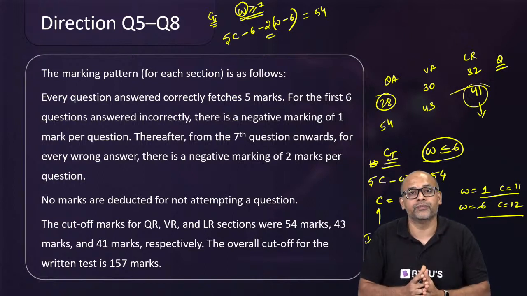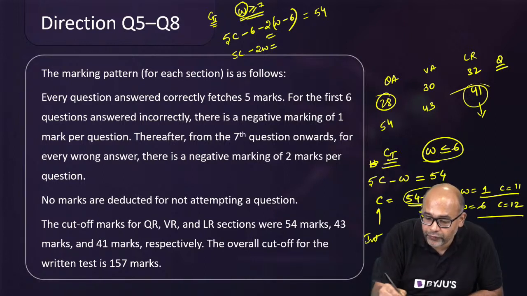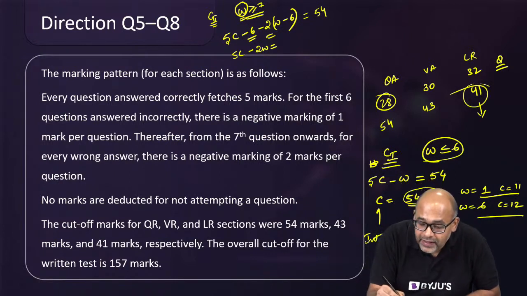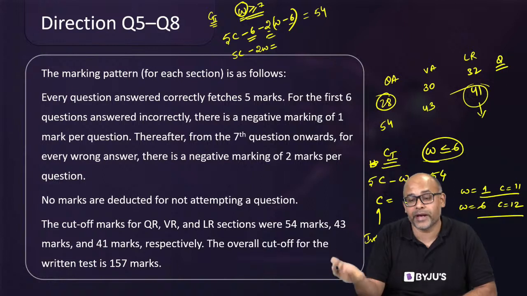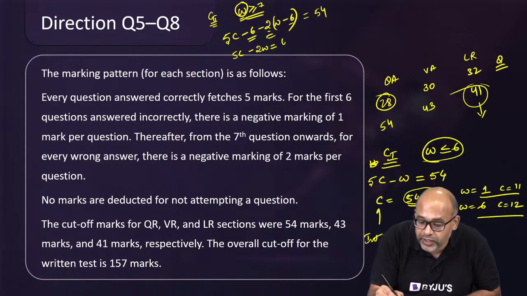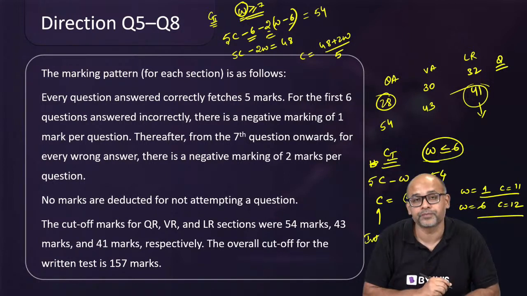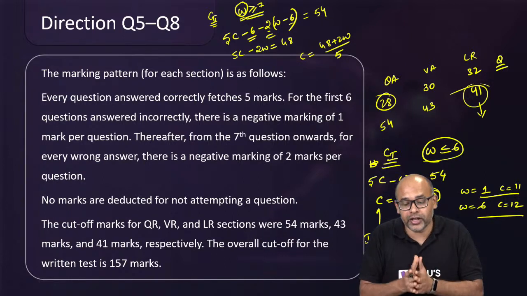This is my equation now. 5C minus 2(W minus 6) is equal to 54 minus 6. So minus 6 goes to the other side, becomes plus 6, so that's 60. And this is plus 12. Plus 12 on the left-hand side goes to the right-hand side, becomes minus 12. So 60 minus 12 is 48. So my C will be (48 plus 2W) by 5.